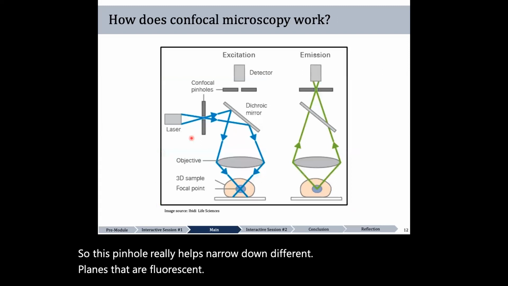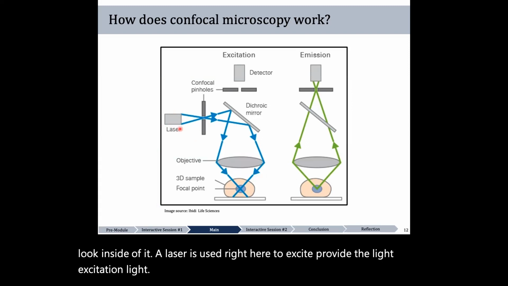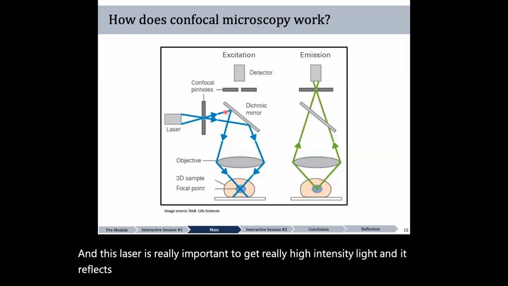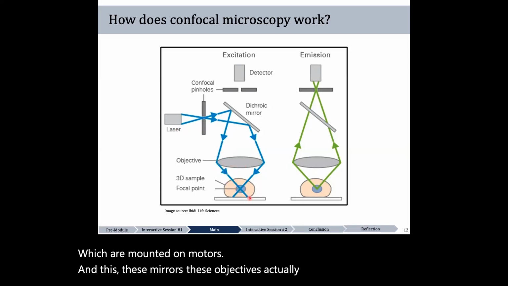So this is an example of what basically happens in a confocal microscope if you were to look inside of it. A laser is used right here to provide excitation light. And this is really important to get really high intensity light. It reflects off this dichroic mirror, and then this laser hits two mirrors, which are mounted on motors actually. And these mirrors direct the light to scan the sample of interest.